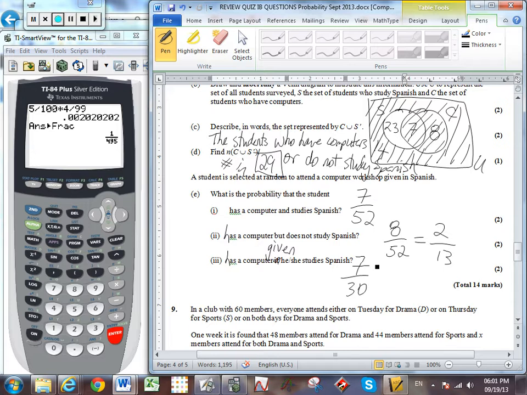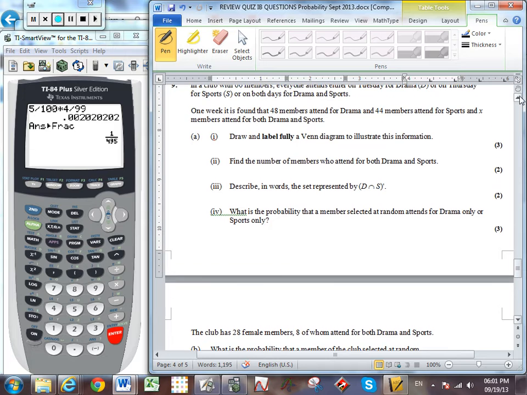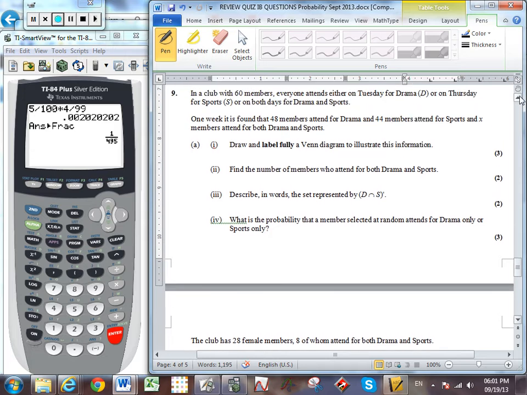Question number 9. In a club with 60 members, everyone attends either drama or sports, or both. So if you imagine our Venn diagram, there's nothing on the outside. We've got drama and sports, but everybody is involved in at least one of those activities, so there's 0 on the outside of those circles, but inside our universe, of course. So there's a total of 60 members inside these circles.